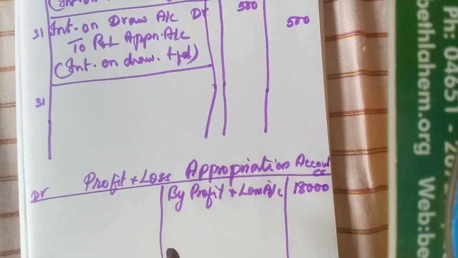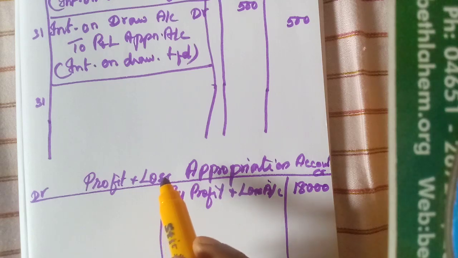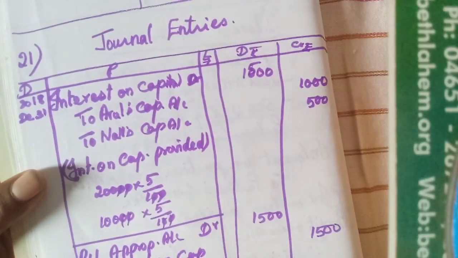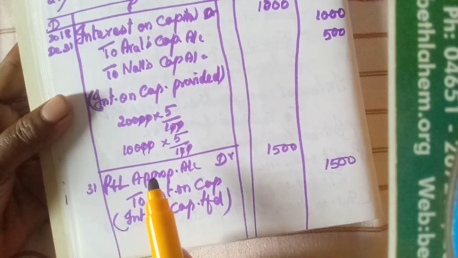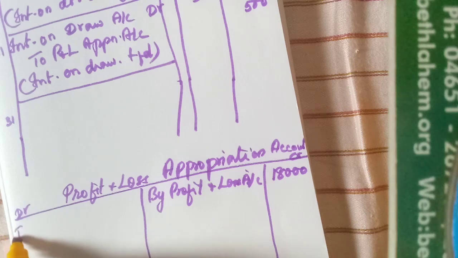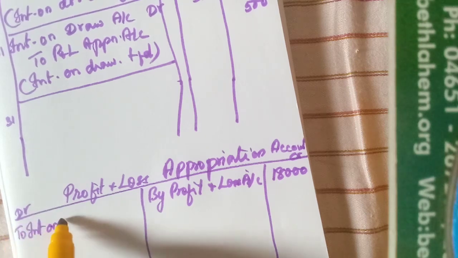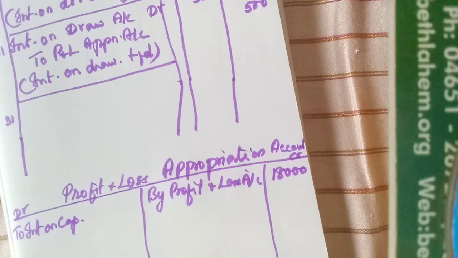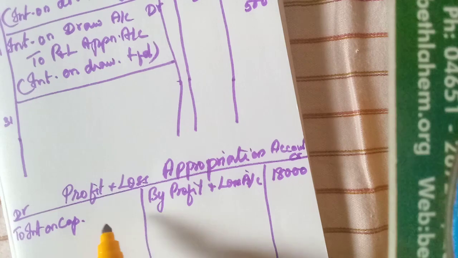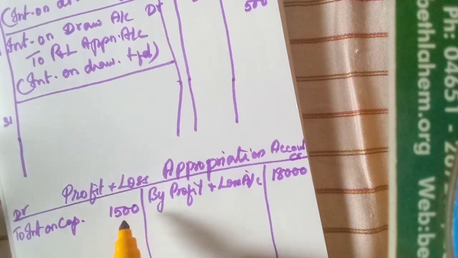Then now we have prepared the adjusting entries, isn't it? What we have transferred to the profit and loss appropriation account. First, interest on capital we have transferred, isn't it? See the entry: profit and loss appropriation account debtor to interest on capital. So we have to debit the profit and loss appropriation account with interest on capital. How much? 1,500.